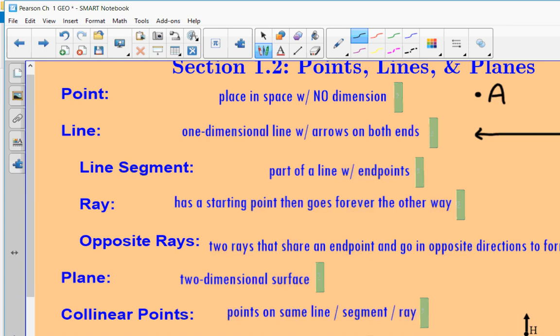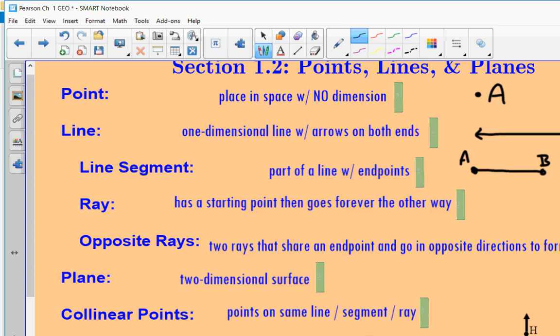A line segment is, once again, flat and one dimensional, but a line segment's finite. It has endpoints to it. It stops at both ends of it. So we're going to put these little points on it, and I'm going to be able to label it. I'll just use the two capital letters A and B most of the time. Okay, so that's a line segment, different from the previous one, a line.